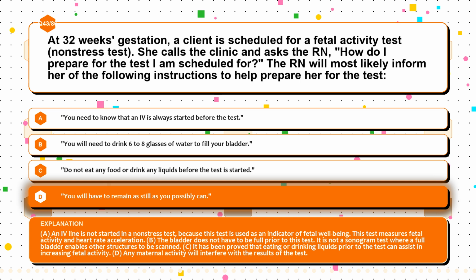An IV line is not started in a non-stress test because this test is used as an indicator of fetal well-being. This test measures fetal activity and heart rate acceleration. The bladder does not have to be full prior to this test. It is not a sonogram test where a full bladder enables other structures to be scanned. It has been proved that eating or drinking liquids prior to the test can assist in increasing fetal activity. Any maternal activity will interfere with the results of the test.